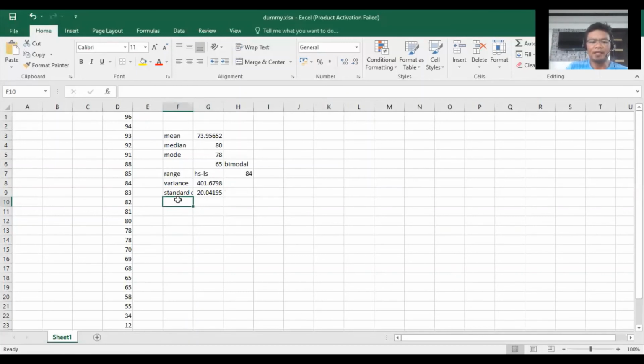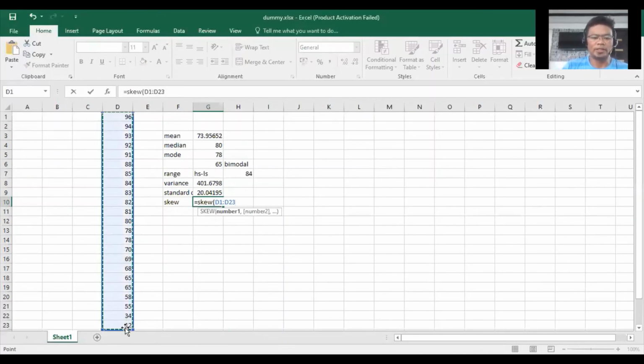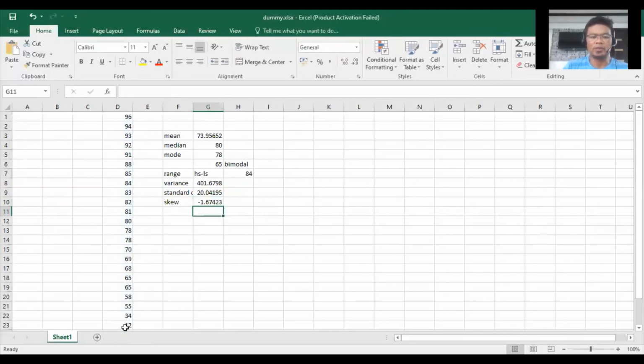And second to the last is the coefficient of skewness. Okay? The abbreviation of skewness in Microsoft Excel is SKEW. So we have SKEW. Okay? Again, we drag it from D1 down to D23. Close parenthesis, equals, it's negative 1.67423. Okay?